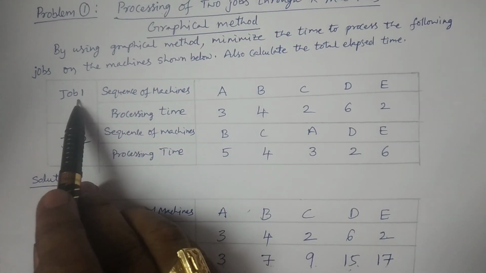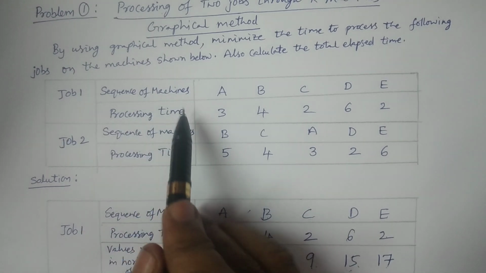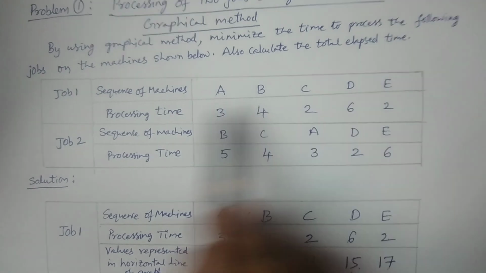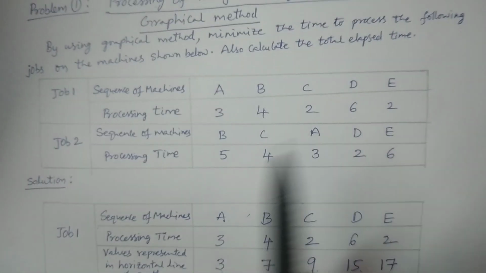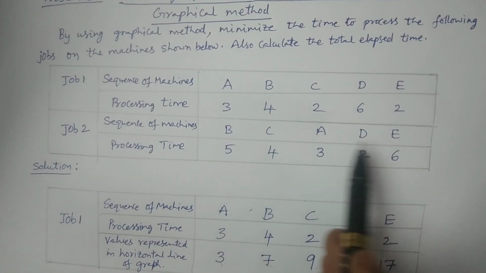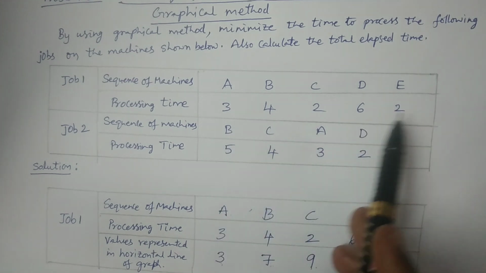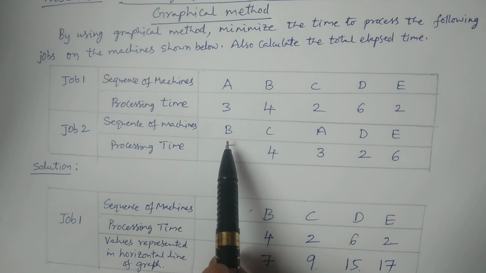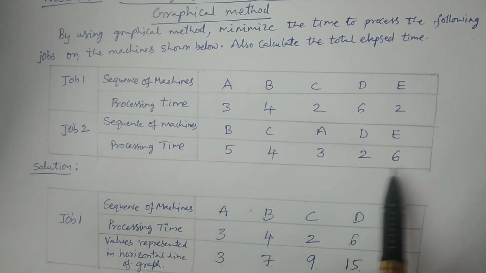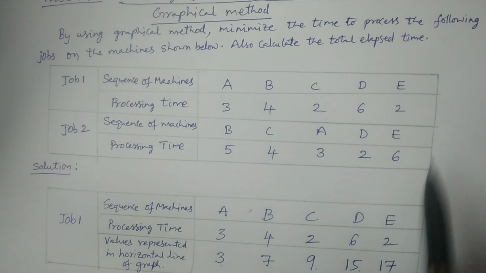So job 1, the sequence of machines. For job 1, the sequence of machines and processing times are given. What is the sequence of machines? A, B, C, D, E for job 1. The processing times are given here. Job 2, sequence of machines B, C, A, D, E. Remember, this is not the usual A, B, C, D, E. The sequence is B, C, A, D, E. These are the processing times given for job 2 on these machines.